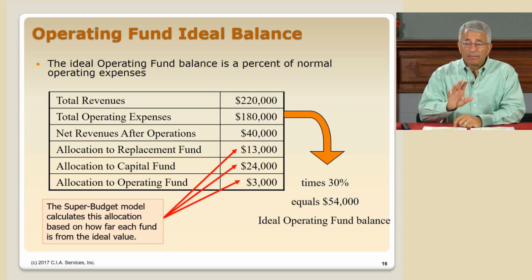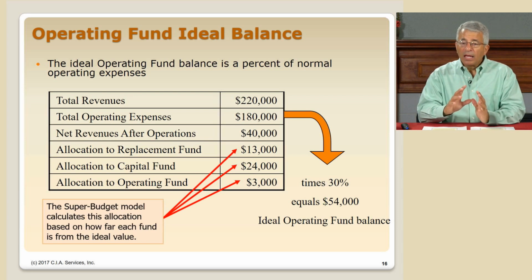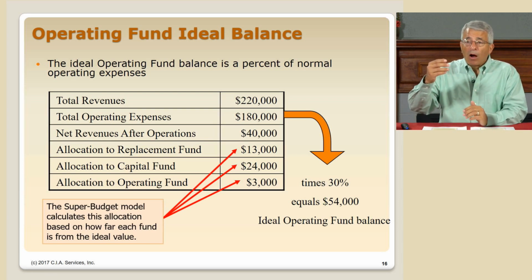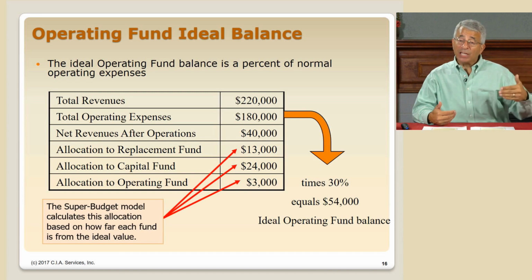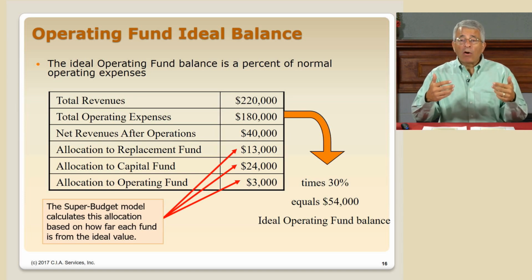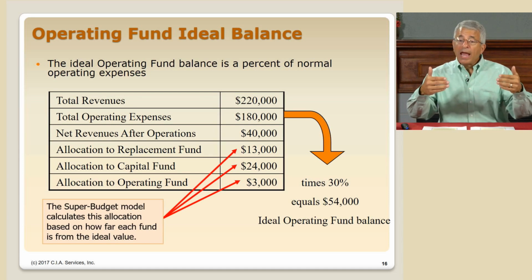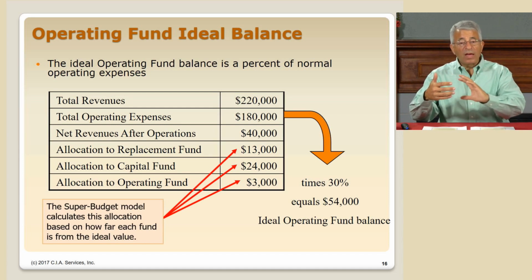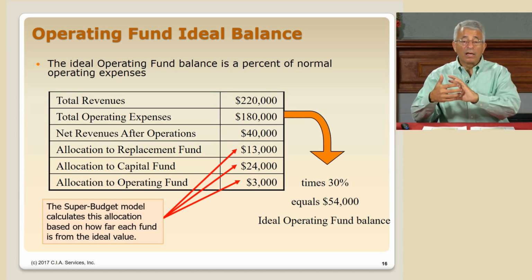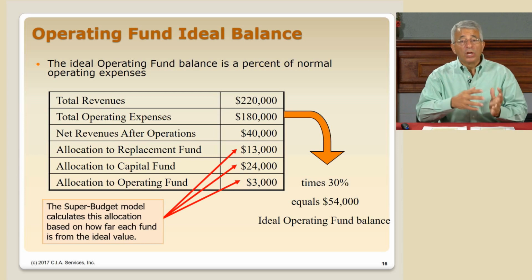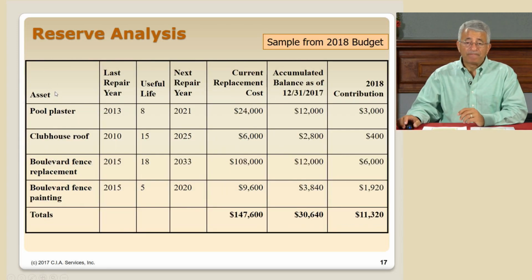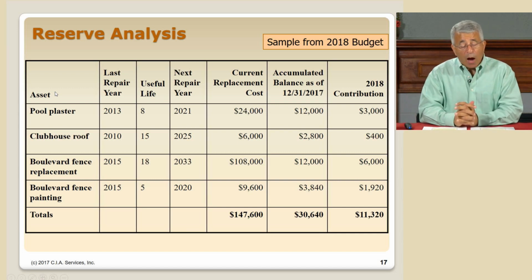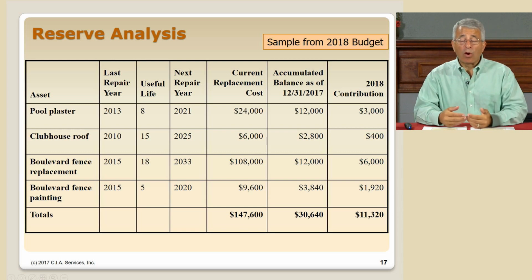How it's allocated, I'm just briefly going to describe it. The model says each one of these funds has an ideal value and an actual value. It asks how far each one is from where we want it to be, and that's how it does the allocations. It's trying to get all of them up to their ideal value. So anything left over is going to be spread between those funds to get them closer to their ideal values. So that's how we calculate the operating fund. It's a pretty easy calculation. Now let's move on to how we calculate the ideal value for the replacement fund.